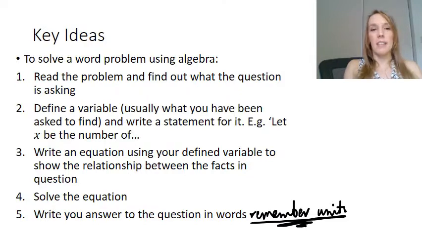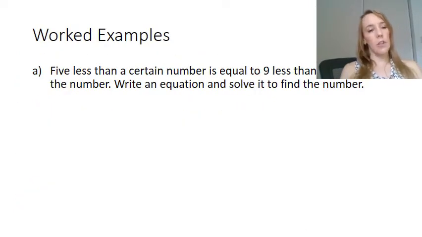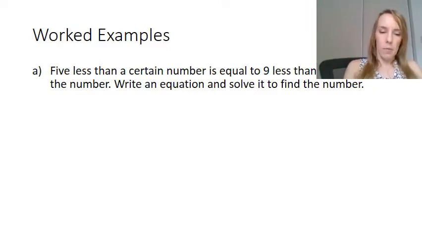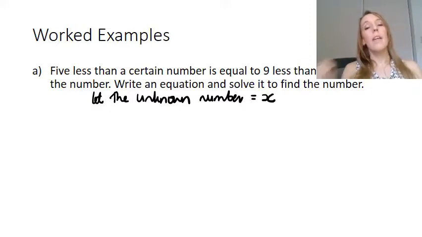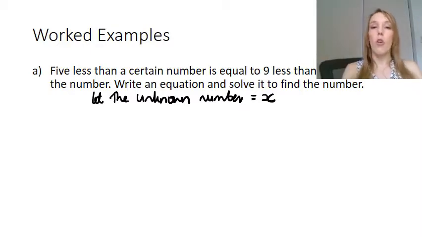Okay, so we're going to apply these steps. Our first equation: 5 less than a certain number is equal to 9 less than 3 times the number. Write an equation to solve it to find the number. Okay, so what are we being asked to find? This unknown number. So let's pick a variable to represent this unknown number. I'm sure this is going to be very boring for you all, but let's make the number equal x. So let the unknown number equal x.